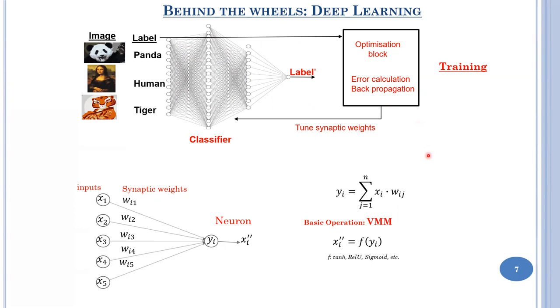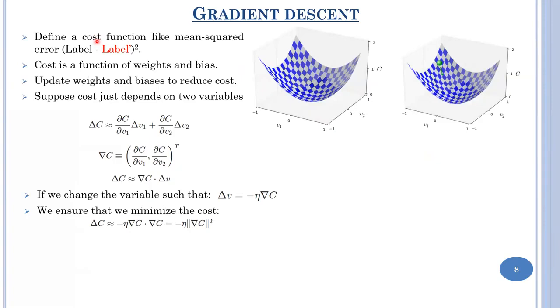As I told you, the first thing that you do is you define a cost function, which tells you how much this output is different from the output that you already know. For instance, how far this label dash is from panda. So we define a cost function, which is the mean squared error. And then you see that this cost is just a function of weights and biases. For the time being, let us just remove these biases. So your cost is just a function of weights. You change your weights, and you're going to change your cost.